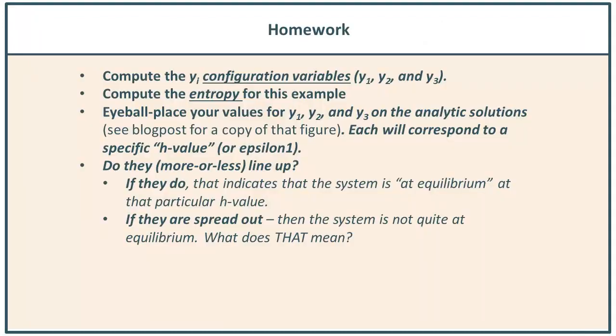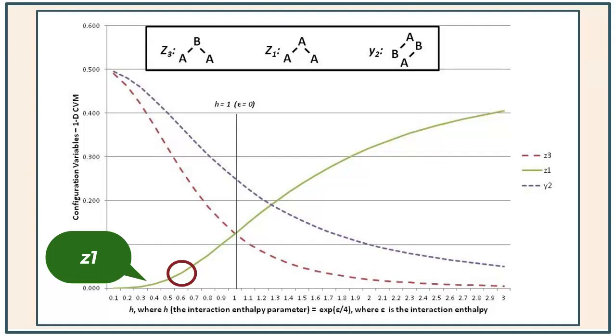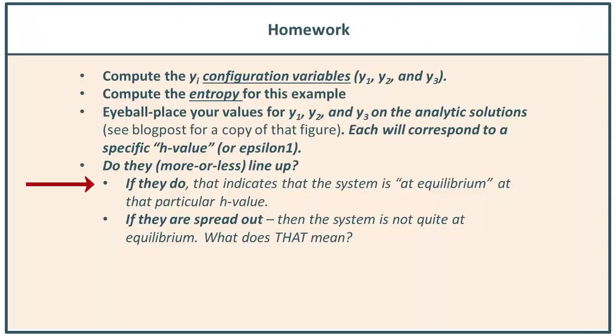What we want to be asking ourselves is step 4 in our homework, which is, do these various configuration variable values more or less line up in a vertical line? That is, do they correspond to approximately the same h value? When these configuration variable values line up, then the system is at equilibrium for that particular h value or that particular interaction enthalpy parameter. This isn't always the case.